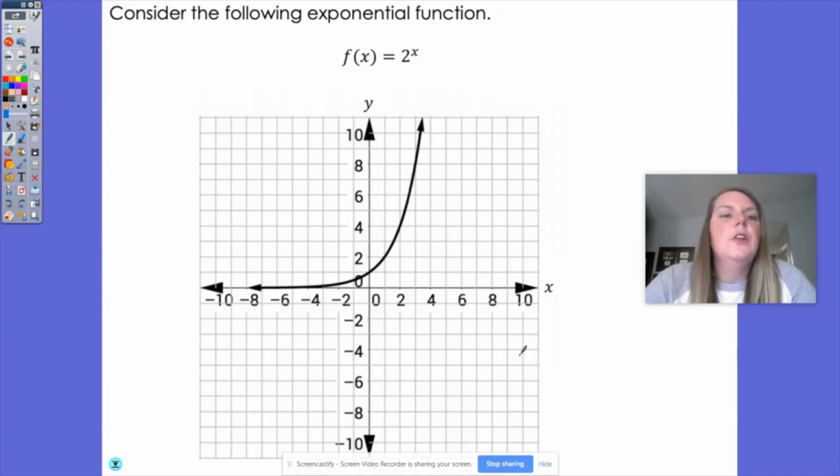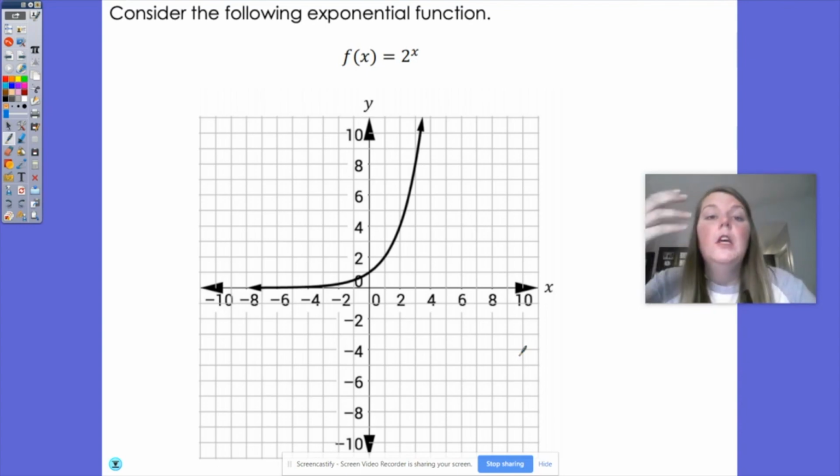Okay, this section is going to look pretty similar to something we've done in the past. So we are going to do transformations. We've done transformations of quadratic functions and linears, and now we're going to apply it to exponential functions also. So here's the function we're going to work off of. So 2 to the x. That's considered kind of our parent function, just like when we were talking about parent functions with quadratics as well.